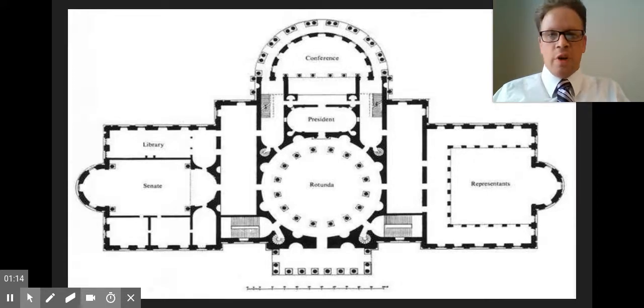Here is the blueprint of the Capitol, if you're curious where things actually are. If you notice, facing the front, on the right side is the House of Representatives, left side is the Senate. In the middle is where the conference areas would be, and the Vice President's office when they're there.